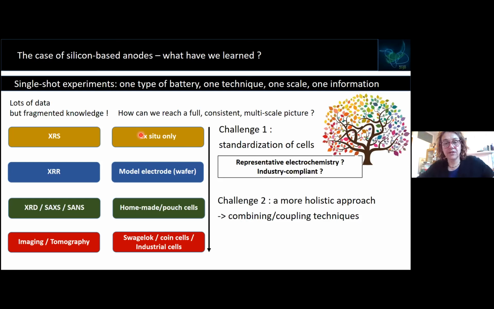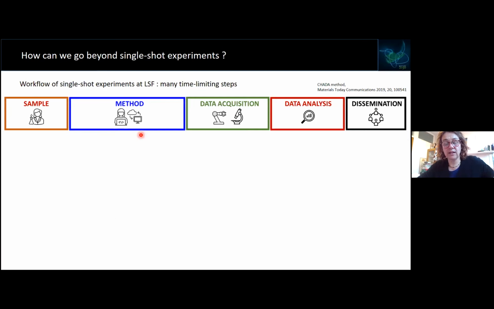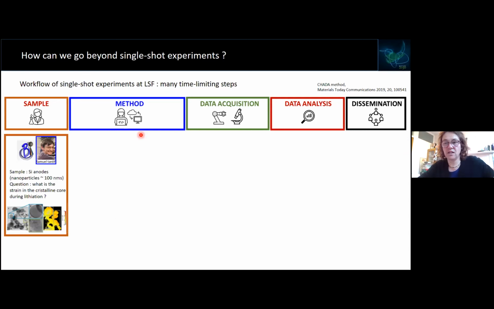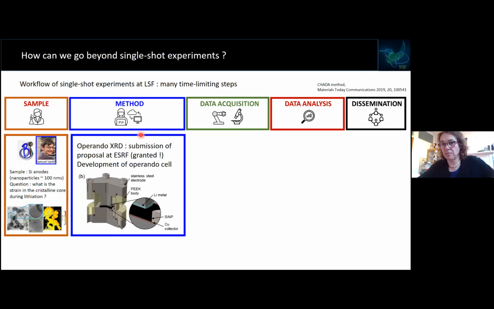Well, the situation of a standard single shot experiment at the large scale facility is a sequence of actions. It is a linear sequence of actions that I'll show here on the example of the XRD investigation of strain in silicon nanoparticles. You get your sample, you get your question, then you select the best beamline, you apply for beam time, you submit a proposal.